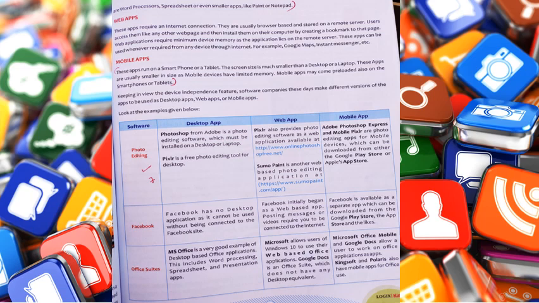The third type of app is the mobile app. These apps run on a smartphone or a tablet. The screen size is much smaller than the desktop or a laptop. These apps are usually smaller in size as mobile devices have limited memory. Mobile apps may come preloaded on the smartphone or tablets, or you can download them from the Play Store.